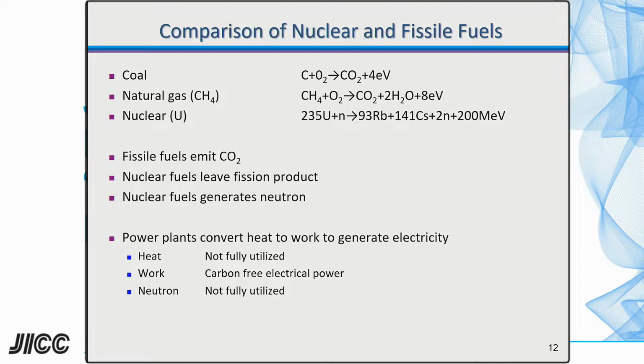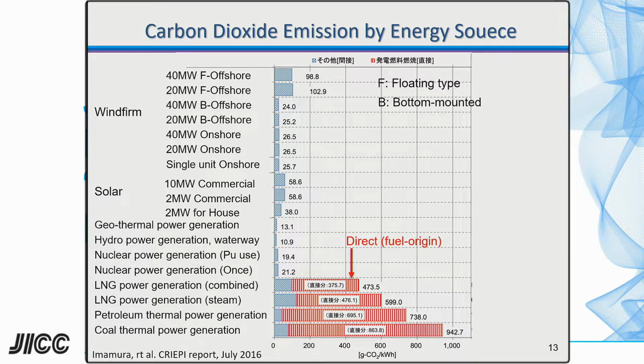Okay, first one is the carbon dioxide. This is a very interesting work by the CRIEPI of the Japanese Research Institute, owned by the utilities. They compared the carbon dioxide emission for many energy sources. This is the wind farm and the solar, the geothermal, hydropower, and the nuclear, LNG, petroleum, coal, thermal power generation, right?